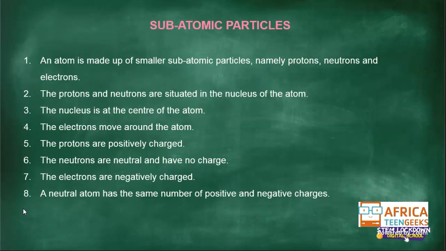Now the protons are positively charged and the neutrons have no charge. This means that they are neutral. And we say that the electrons are negatively charged. So a neutral atom has the same number of positive and negative charges. So this basically means that when the number of protons equals the number of electrons, then the atom is neutral.